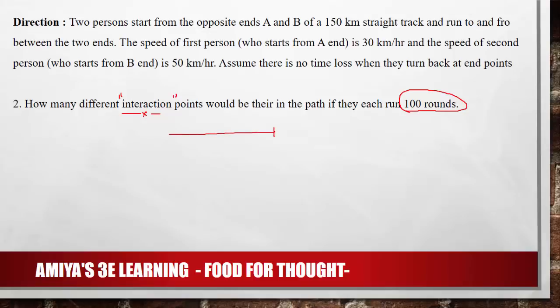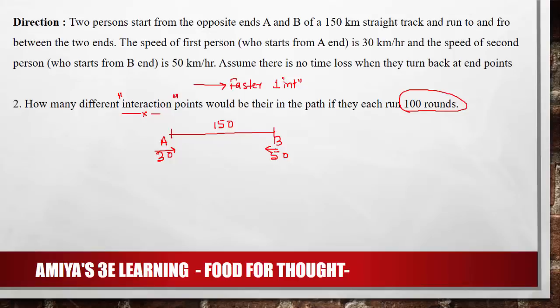Again, I am drawing a path of 150 km, point A and point B. From point A, the speed is 30 km per hour. From point B, the speed is 50 km per hour. For the interaction points, we need to find how many times they would interact with each other. The concept behind the interaction is, in one round of the faster, there is one interaction.